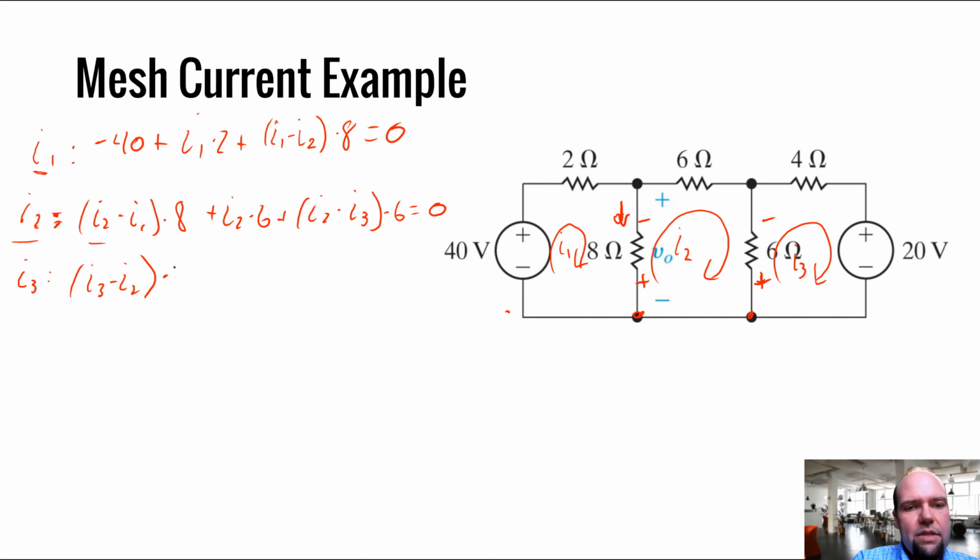Times 6. But again, when we go around I3, it's I3 minus. When we run around I2, I2 minus, I2 minus, I2 minus. Consistency helps prevent errors here. And then the 4 is going to be I3 times 4.